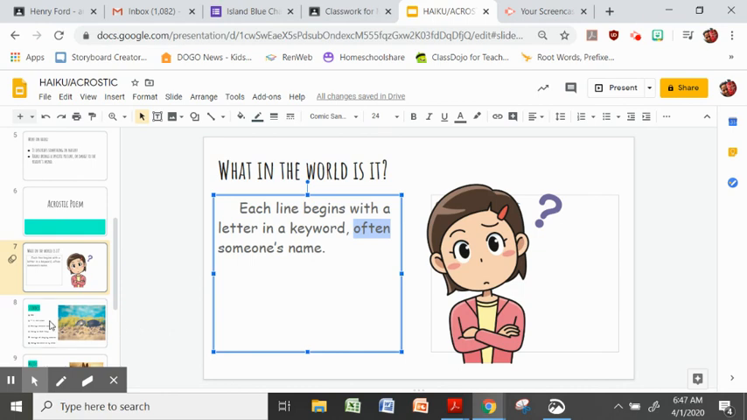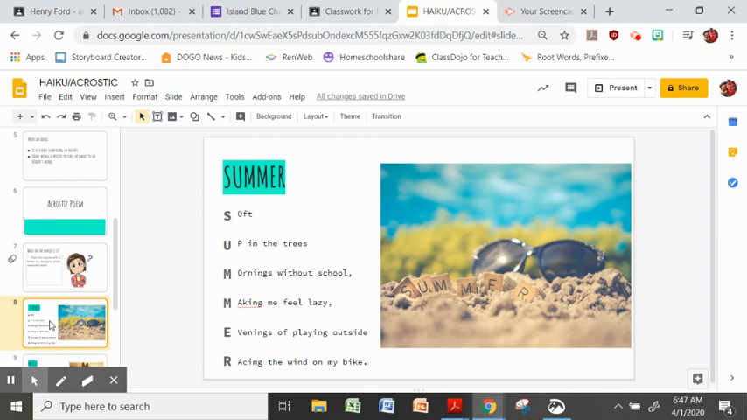But here's an example of an acrostic poem. All right, so this, summer, is the keyword of the writer. And now, what she's going to do is write down her keyword vertically. And then she's going to think of words that will help describe summer. So it can be what summer is like, what she does during the summer, or what she feels about the summer. Okay, so when you write your acrostic poem, you can have a maximum of four words in each line.